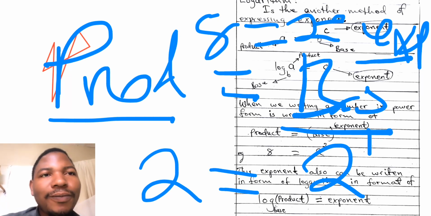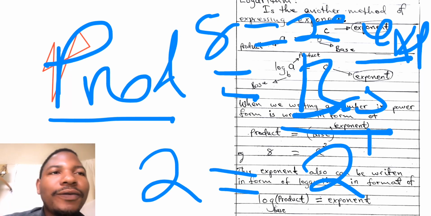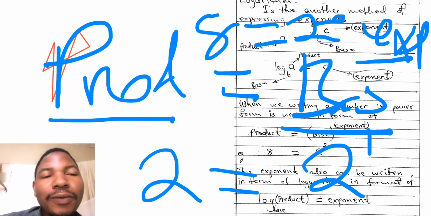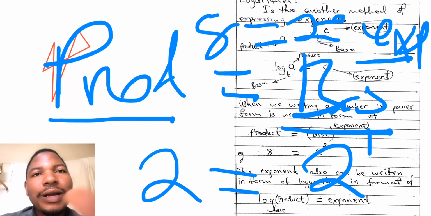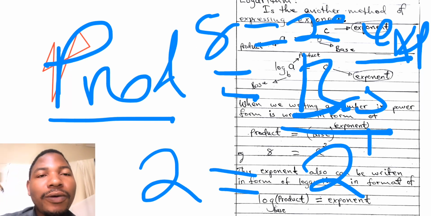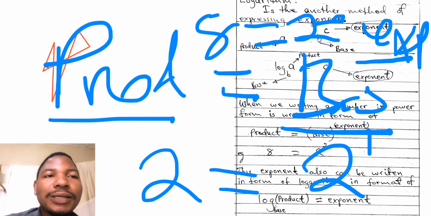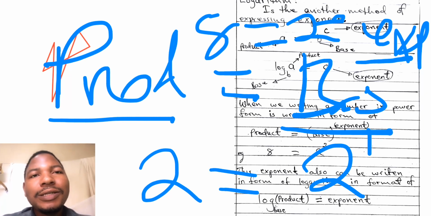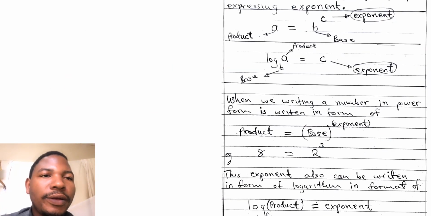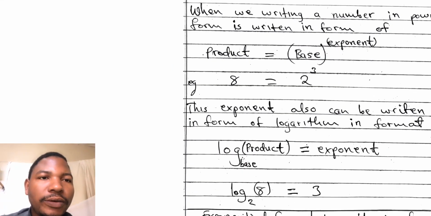exponential form. Okay, so here we have two forms. We have the exponential form and the logarithmic form. Logarithmic form must be written in terms of log product base equals exponent, and the exponential form must be written as the product is equal to base raised up by the exponent. Okay, let us check it from our notes.